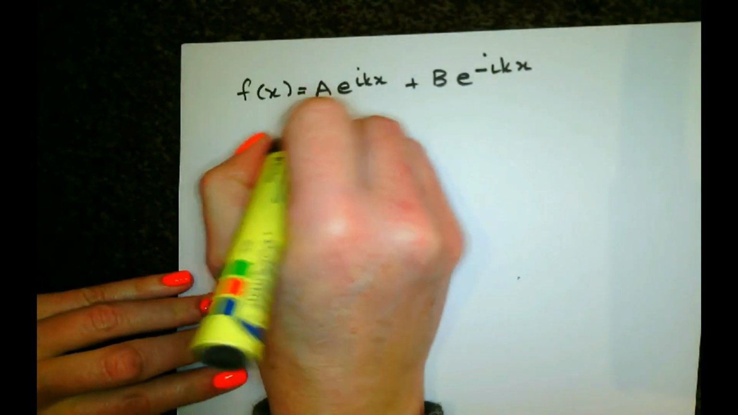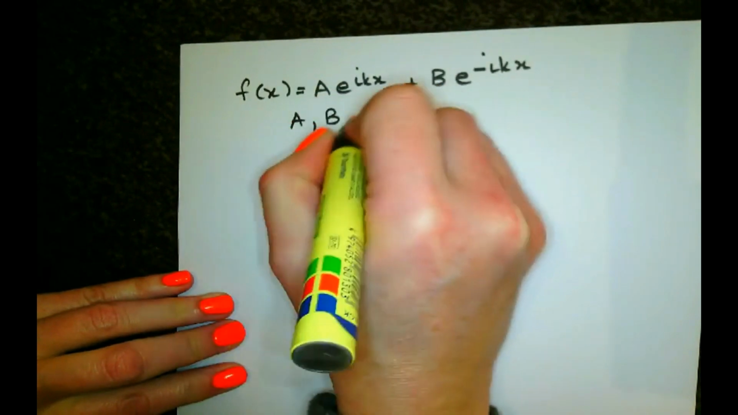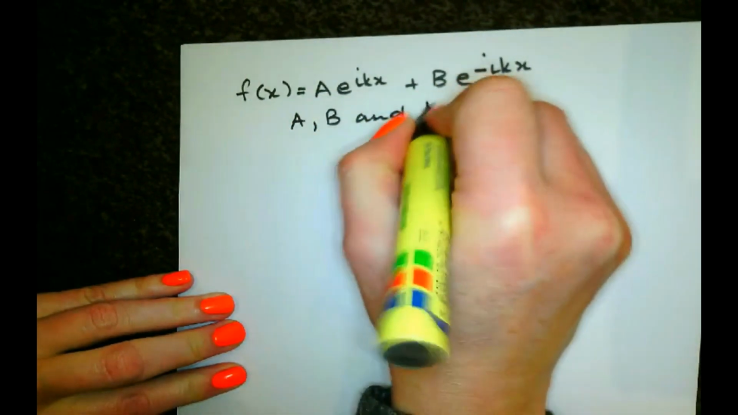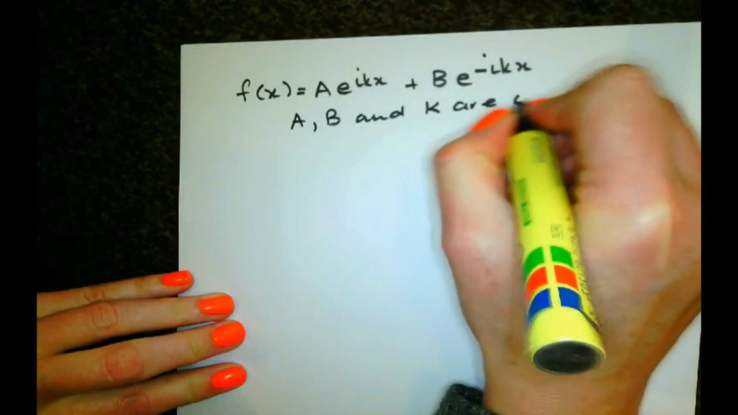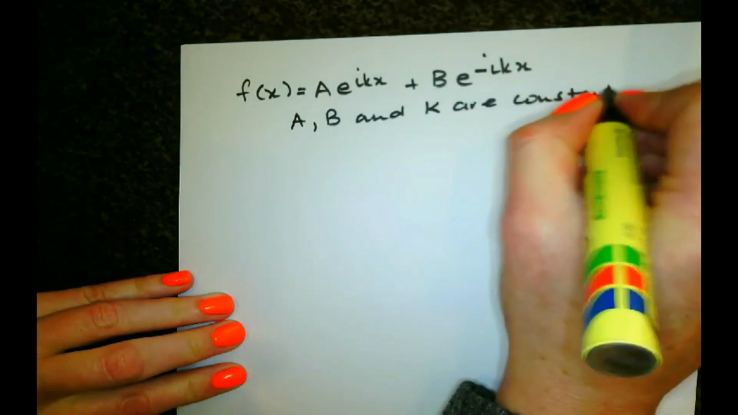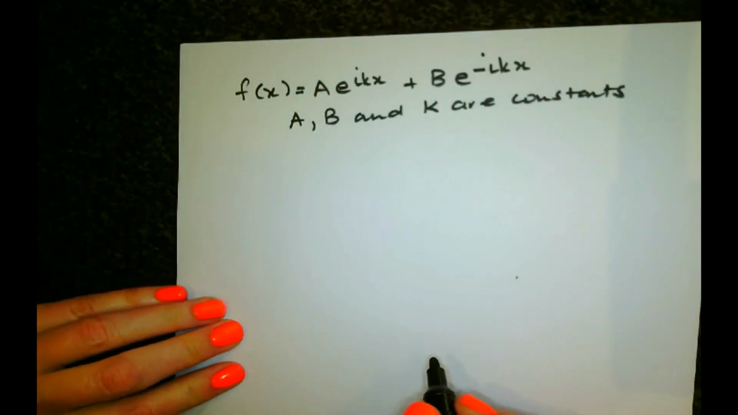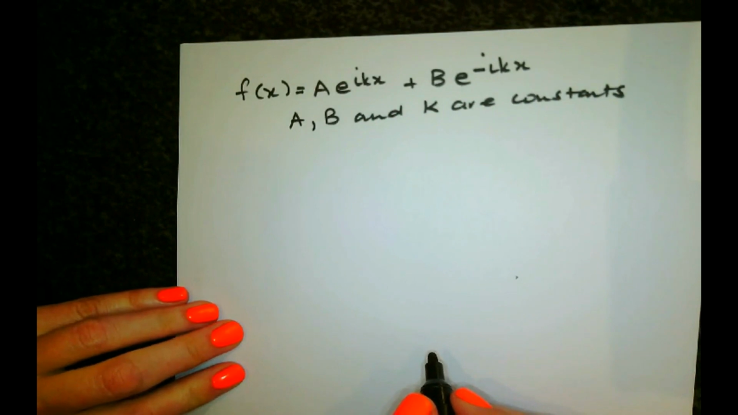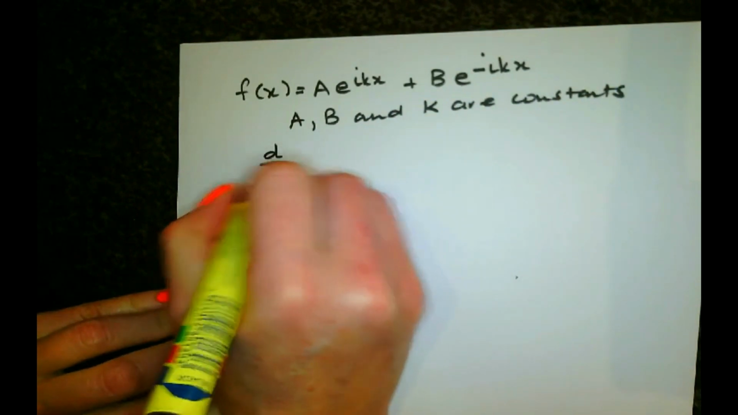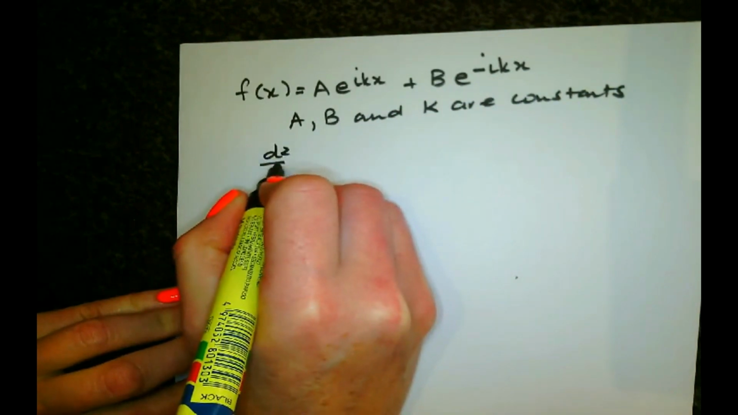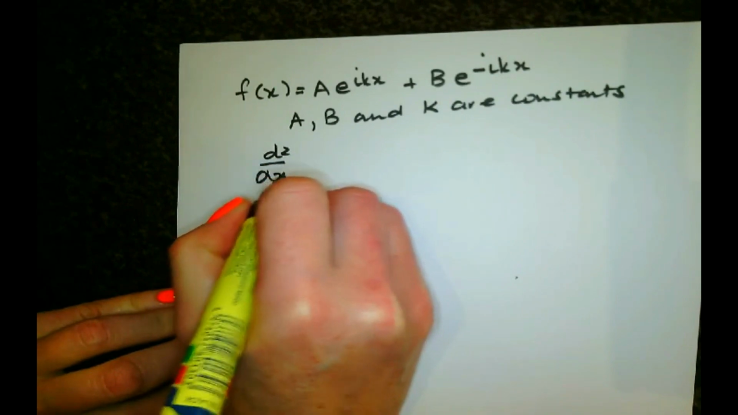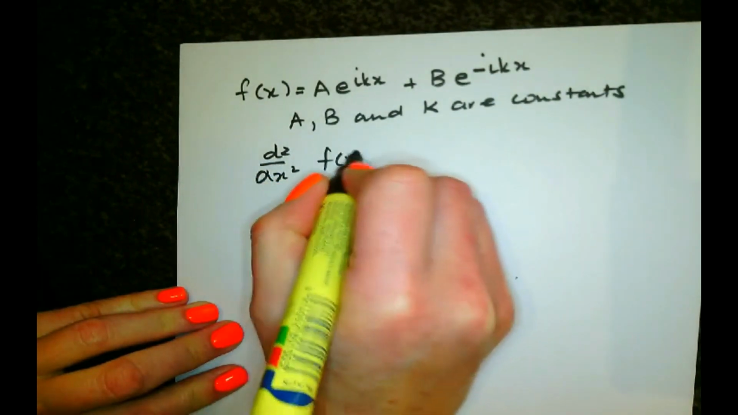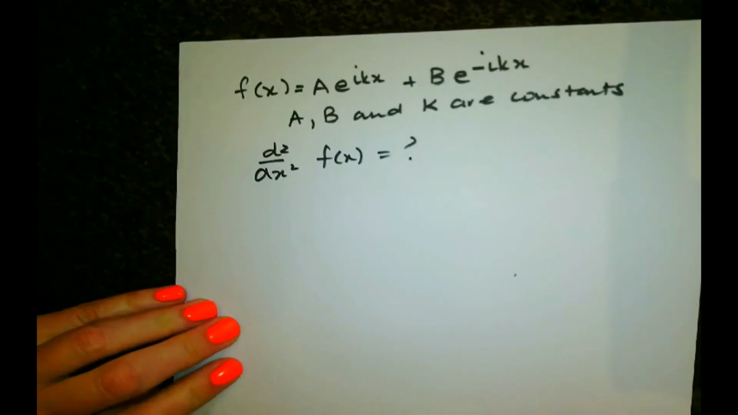And I tell you A, B, and K are constants. And I'm asking you to calculate the second derivative of this function.